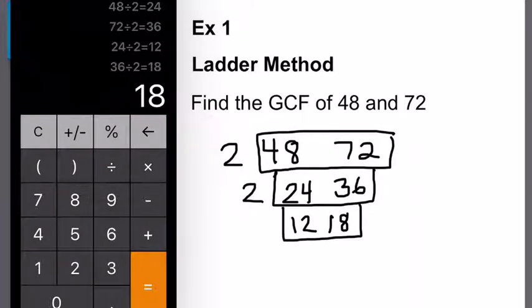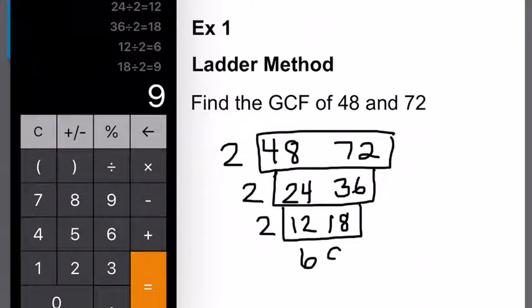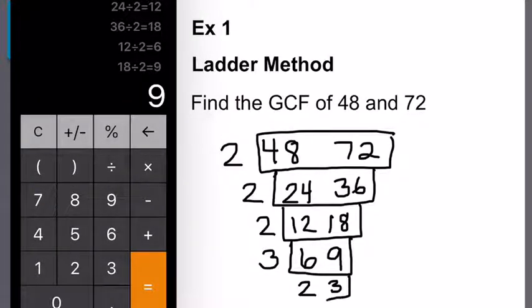So again, 12 and 18 are both even numbers. So we can divide them by 2. 12 divided by 2 equals 6. 18 divided by 2 equals 9. A lot of times my students stop here because they're not both even numbers. But be careful, because you can still divide 6 and 9. You just can't divide by 2. You can divide by 3. 6 divided by 3 is 2, and 9 divided by 3 is 3. Now you can't divide anymore.